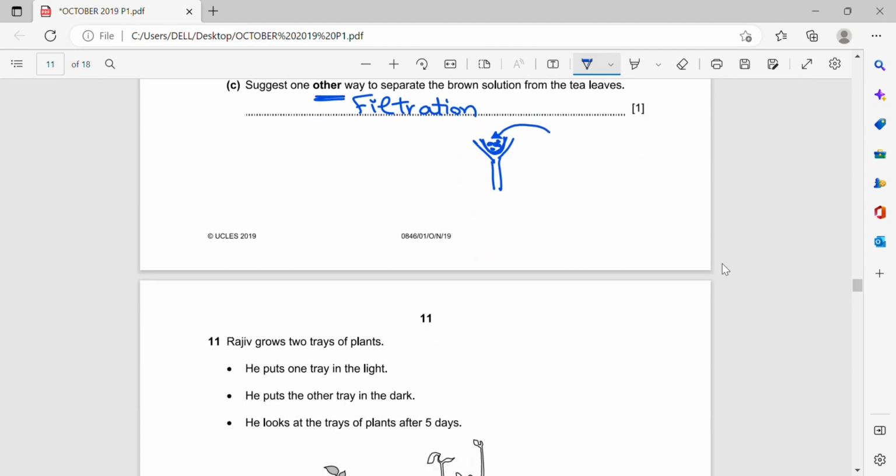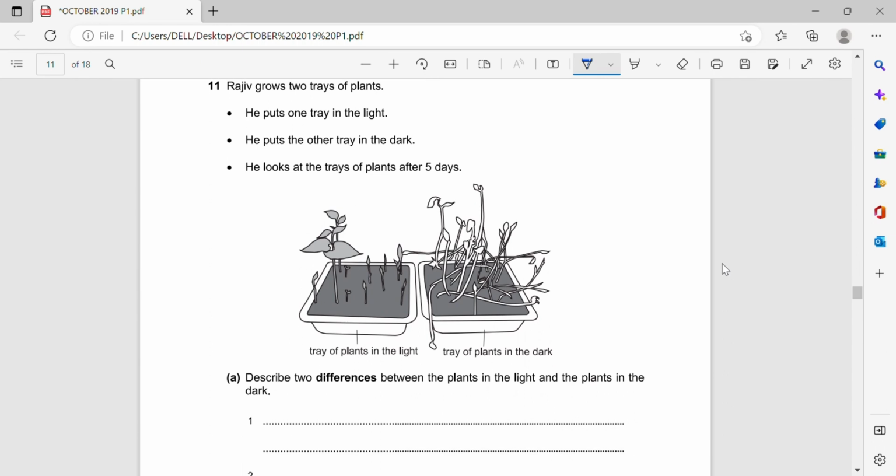Great. Next question. Rajiv grows 2 trays of plants. He puts one tray in the light. He puts the other tray in the dark. يبقى هنا عامل experiment and he puts one tray in the light وواحدة in the dark. طيب he looks at the trays of plants after 5 days. يبقى عدى 5 days. Describe 2 differences between the plants in the light and the plants in the dark.